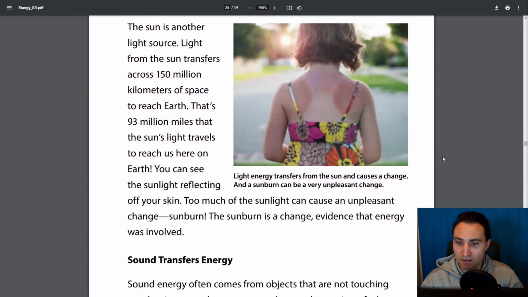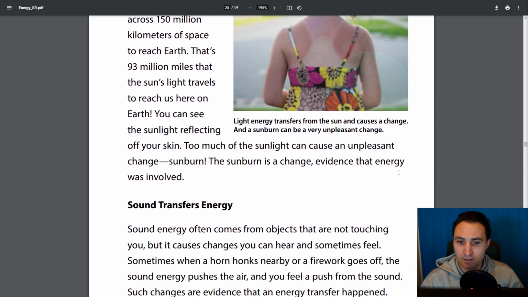You can see the sunlight reflecting off your skin. Too much of the sunlight can cause an unpleasant change, sunburn. The sunburn is a change, evidence that energy was involved. Wow, pretty crazy. Who thought that being sunburned was actually energy being transferred from the sun to your skin? Did you guys know that?